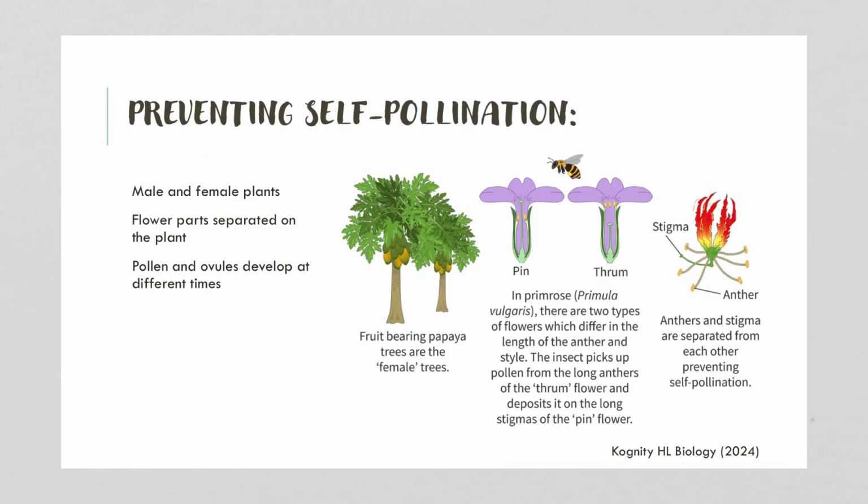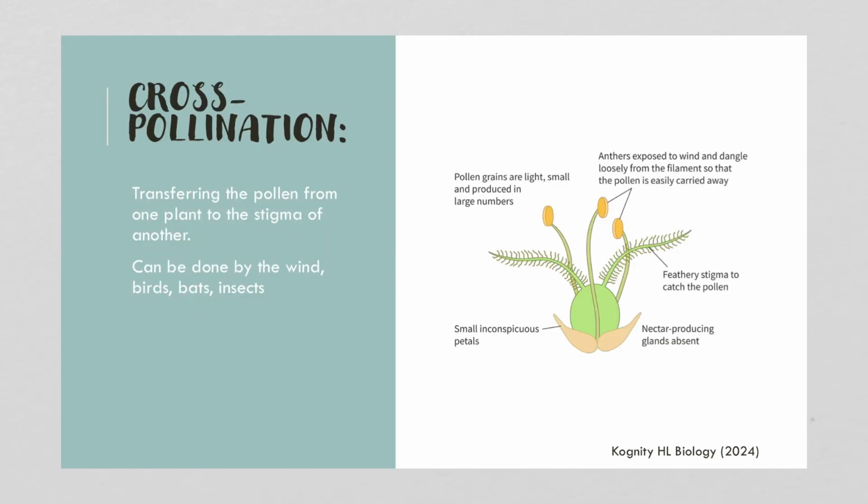So there's a variety of ways of preventing self-pollination, one of them having male and female plants. So the female reproductive organs are found on one plant and the male reproductive organs are on another, or the flower parts are separated on the plant so they're not located nearby, or the pollen and the ovules develop at different times so they can't fertilize themselves. Cross-pollination is when you transfer the pollen from one plant to the stigma of another, and this can be done by the wind, by birds, by bats, by insects, and so on.